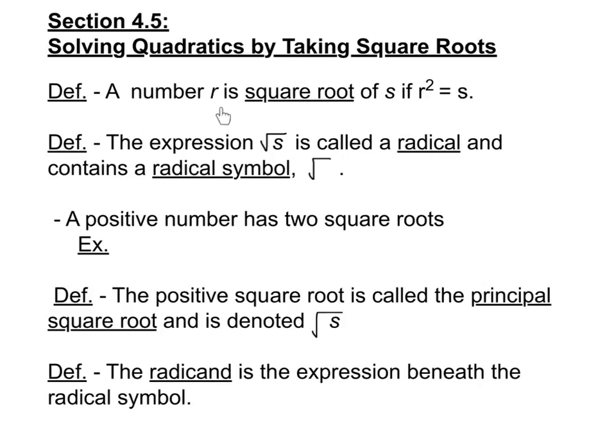First, remember, a number r is a square root of s if r squared equals s. That's simply another way of saying that when you have the square root sign and square root of s, it can be posed as a question: what times itself equals s? And that what, or that question mark, is the r in our definition. So you know that, a square root.